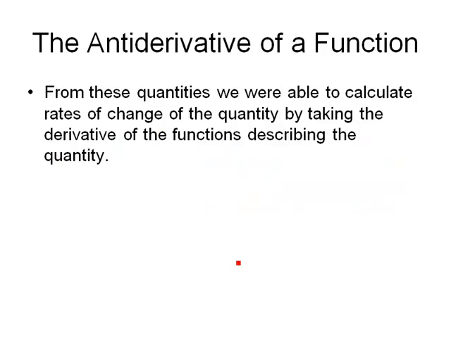And from these quantities, we were able to calculate rates of change of the quantities by taking the derivative of the functions describing the quantity. For instance, if we had C of x equals 50x plus 1,000, we could take the derivative and get C prime of x, which in this case would be 50. So this was simply the marginal cost, and it was a constant.